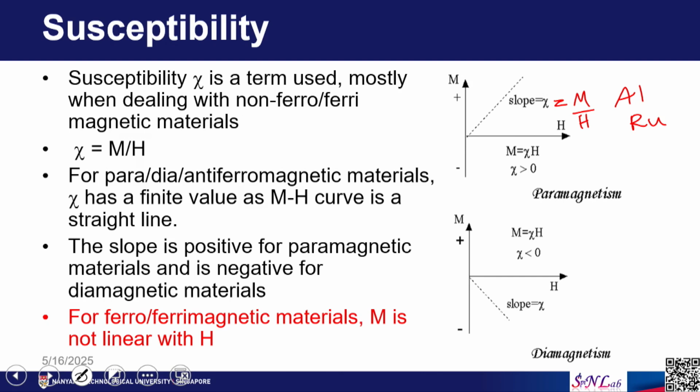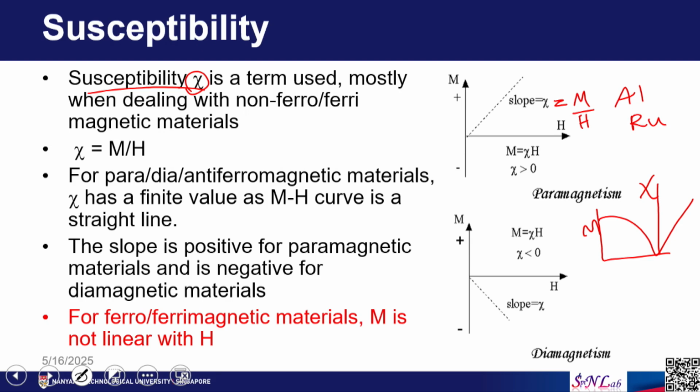Does anyone remember where we saw this chi before? Yeah, correct. When I showed you the Curie temperature, I showed you this graph. I told you this is magnetization, and from this point onwards it is susceptibility. So, susceptibility is basically the slope of this MH curve, and it is positive for paramagnetic materials.